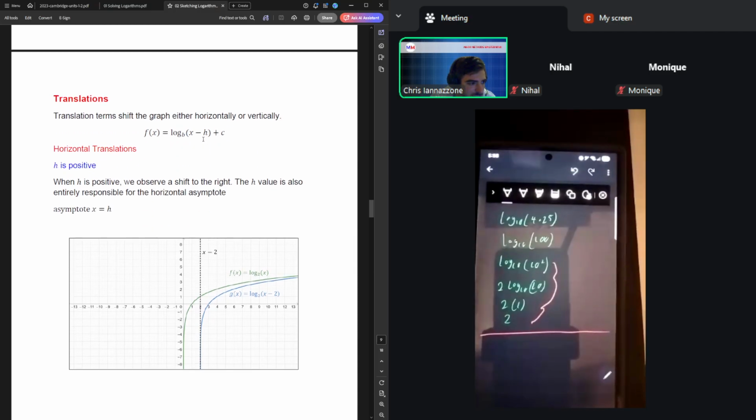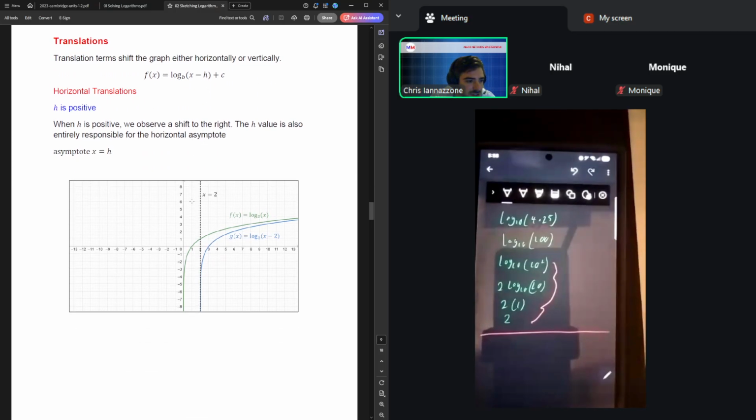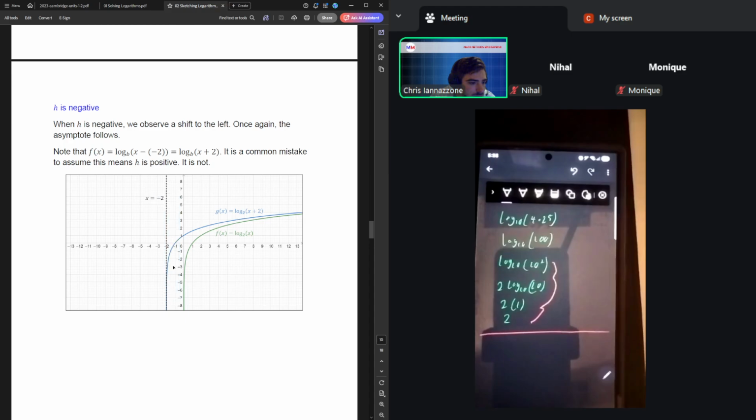Translations, the only one that matters is going to be the horizontal translation, because that's going to be the location of your asymptote. Because the natural logarithm, or the regular logarithm, has an asymptote at x equals 0, we just typically don't see it labeled because it's on the y-axis exactly. Whereas as soon as it's offset by that ever so slightly, you can now label that as its own unique asymptote. In this case, again, x minus a number shifts it right, x plus a number shifts it left. And you're essentially just setting the location of the asymptote with that.